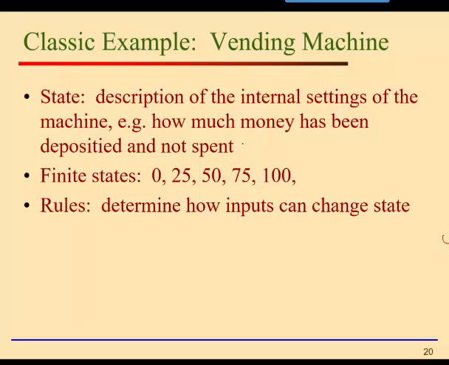So again, the goal here is we've got 2 buttons. One button is dispense my Coke. The next button is give me my money back. So we've got 2 buttons on this machine and 2 outputs. One is kick back the money. The other one is kick out a Coke.